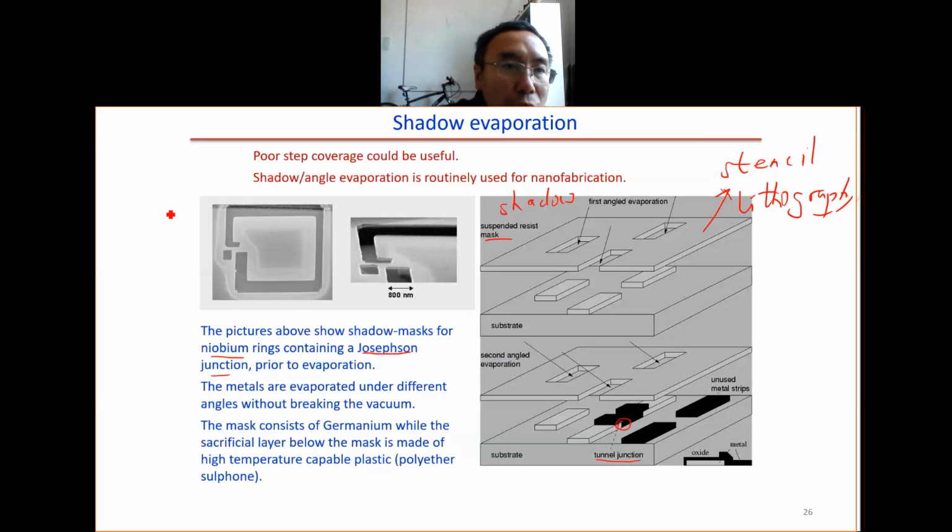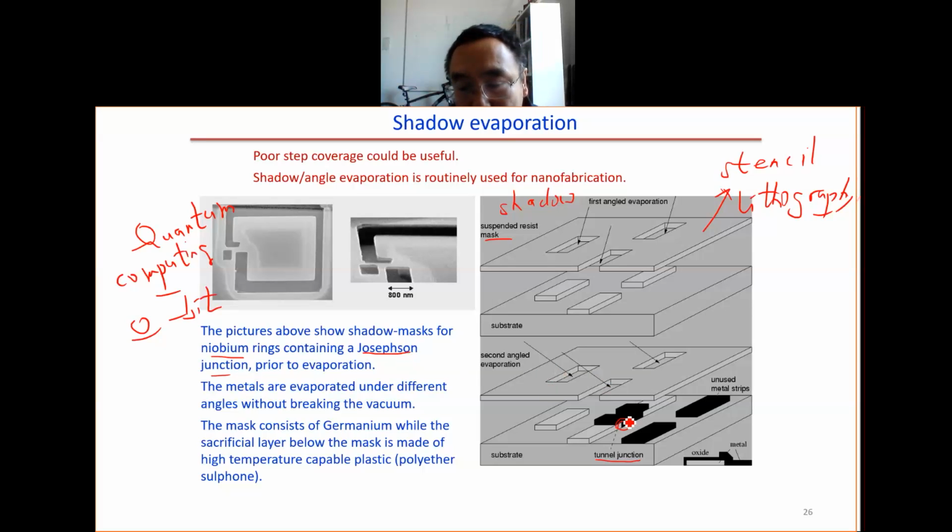And this is used for quantum computing. One way to build the quantum bit, called the qubit, is to use the Josephson junction. To do this, we use this method to make the Josephson junction here. This is the SEM image of the shadow mask.